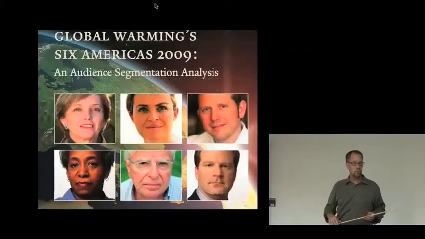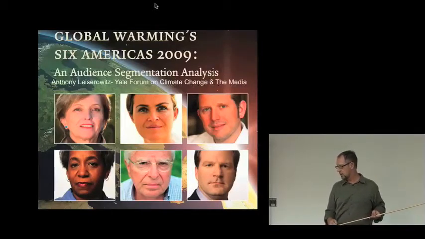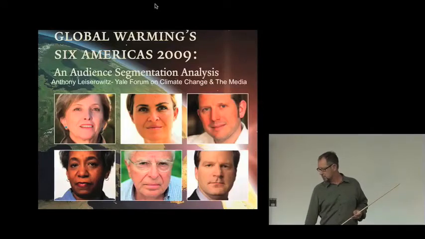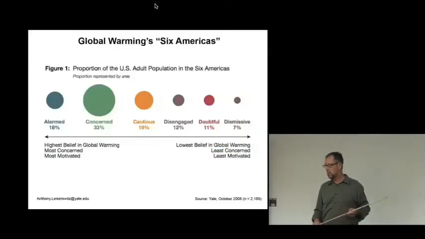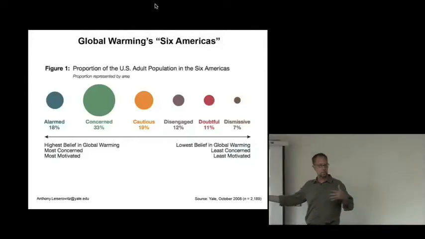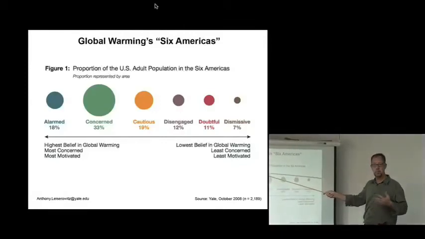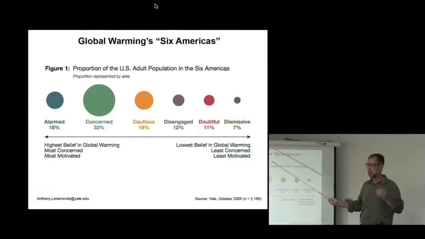Two surveys I want to briefly mention. One is from Tony Lazarowitz at Yale University called the 6 Americas Study. And he has identified 6 demographic groups. The alarmed make up about 18%. These are folks that are really concerned about climate change. Concerned, these are folks who think it may be a problem, but it's not the top of their priority list. Cautious, another 20%, are less concerned, but it's still on their radar.